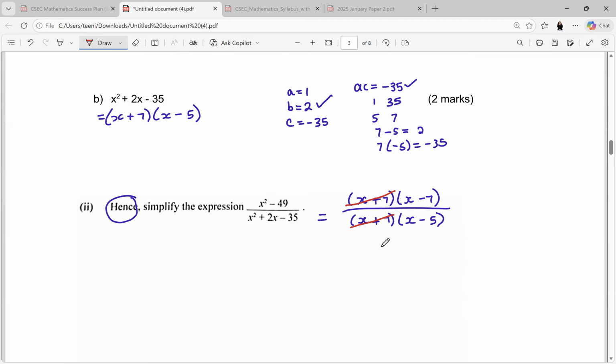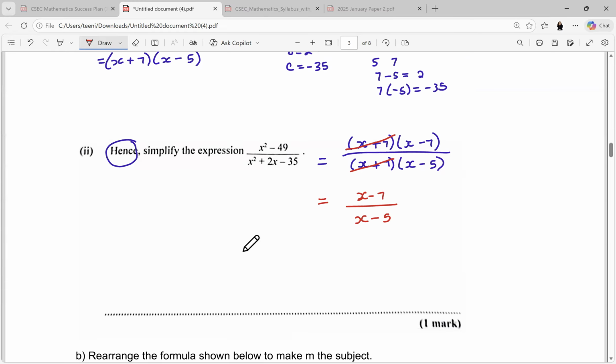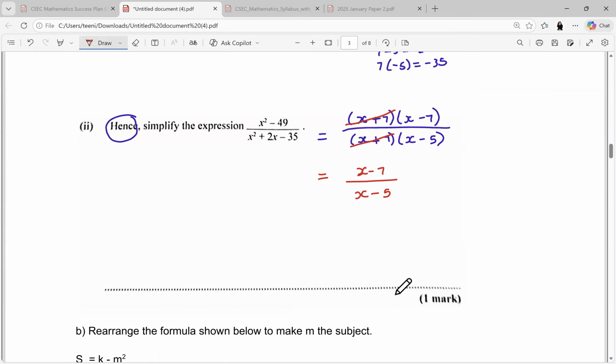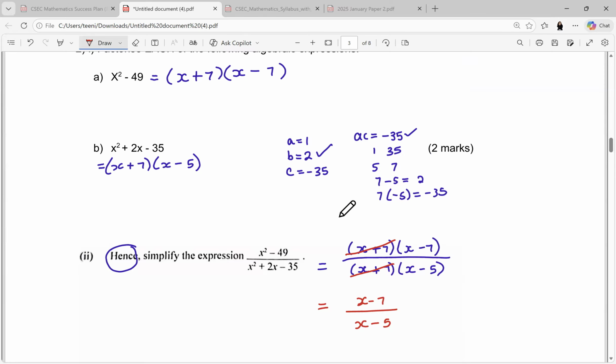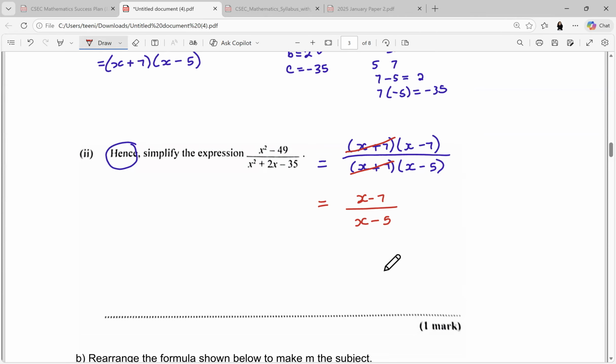So in its simplest form, this x squared minus 49 all over x squared plus 2x minus 35 will be x minus 7 over x minus 5. That's it. And that's why it's only 1 mark, because you already worked out these two things and you simply had to put it together here.